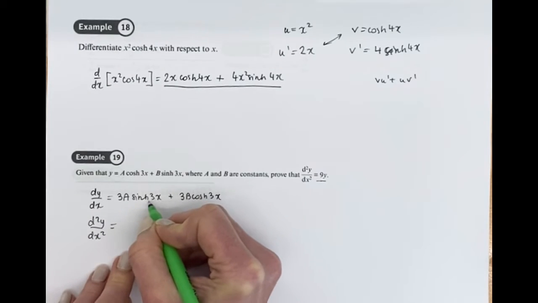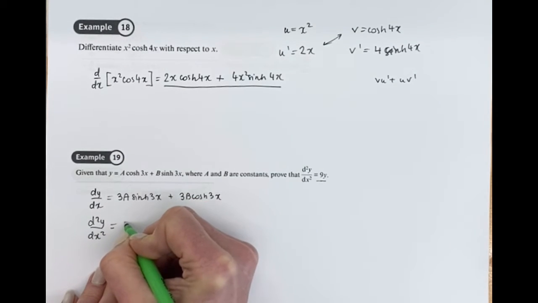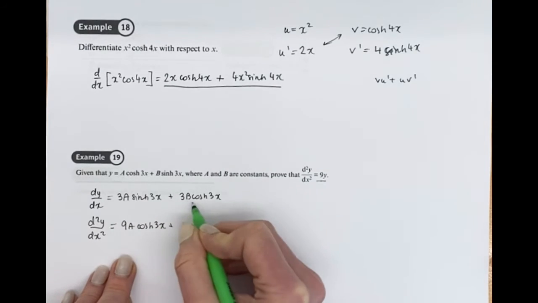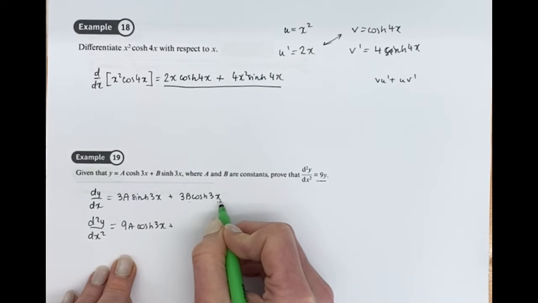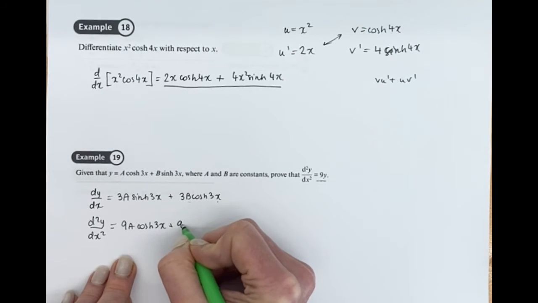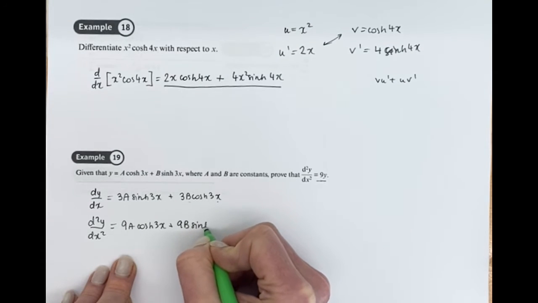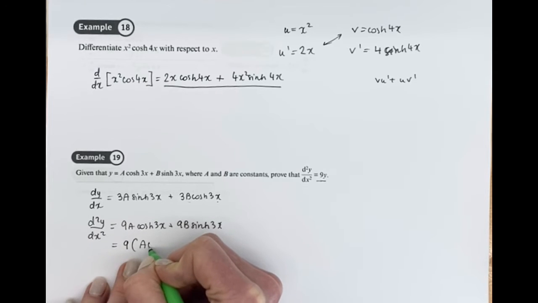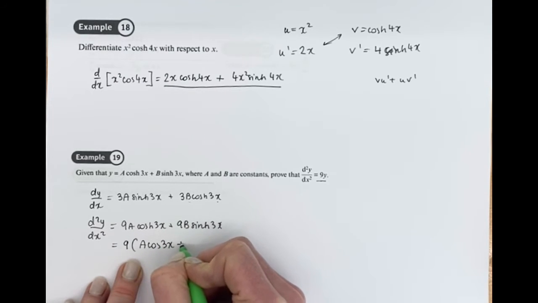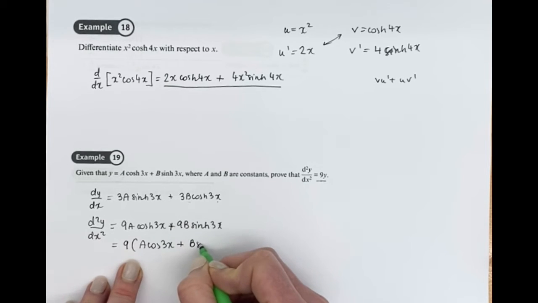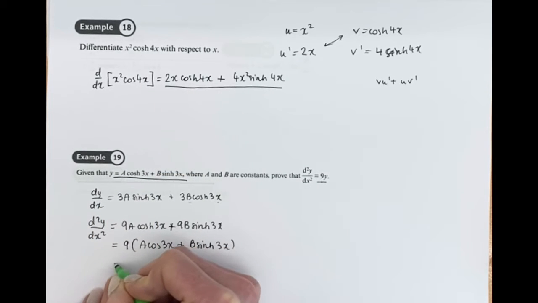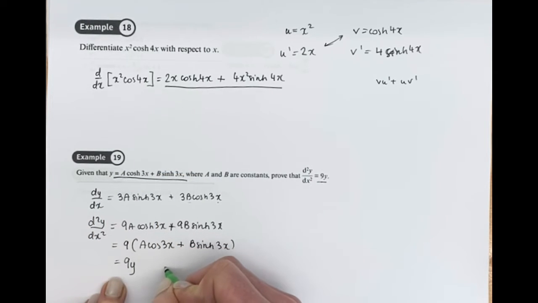Let's differentiate it again. So sinh goes to 3 cosh, multiplied by 3a, you'll have 9a cosh 3x, and cosh goes to 3 sinh, multiplied by 3, you get 9b sinh 3x. If you factorize 9 out, you will have a cosh 3x add b sinh 3x, which is our function y. So that's equal to 9y. Again, shown or proven.